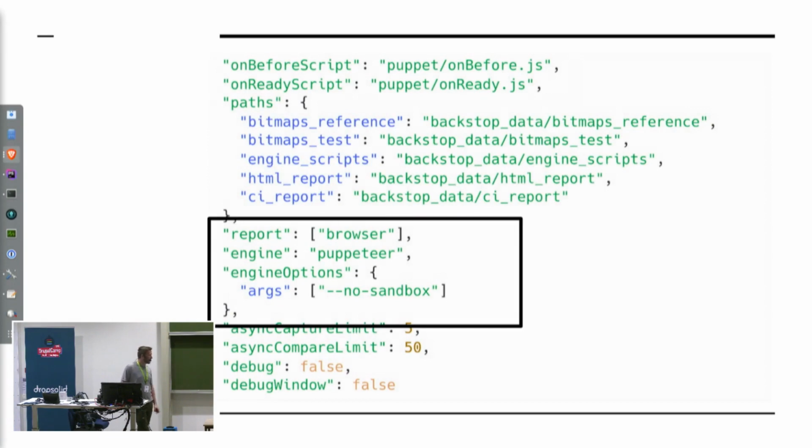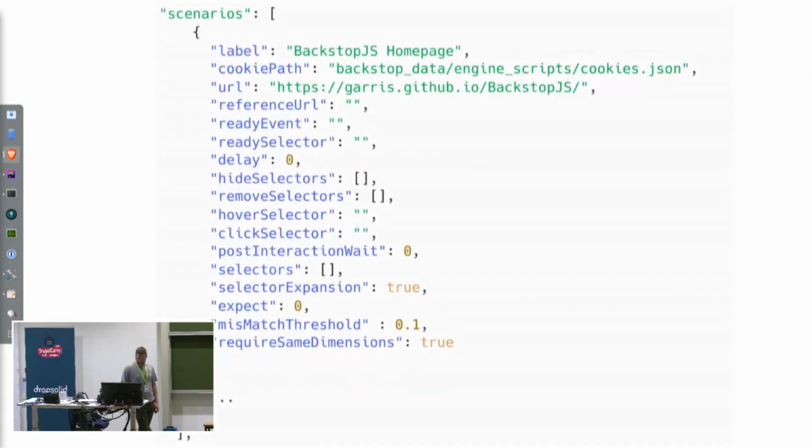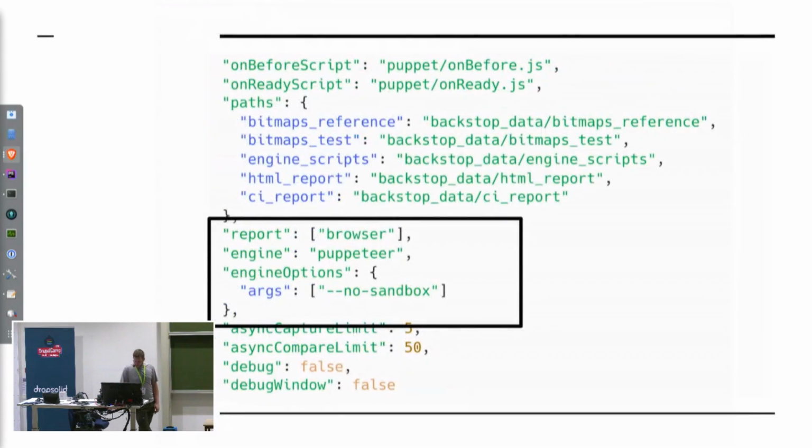Then, of course, some configuration for which browser engine you'd like to use. By default, again, Puppeteer. You can add some options if you like to do some custom stuff. And of course, what types of reporting you'd like Backstop to do. By default, it's only browser, so it generates a static HTML file with all the comparisons in. Or you can add CLI to that, so it reports, for example to Jenkins, what the output of the tests was. Yeah, so that's the last of the global configuration.